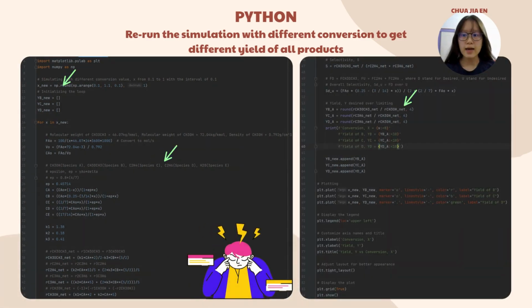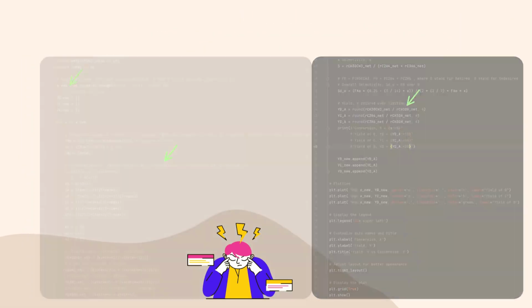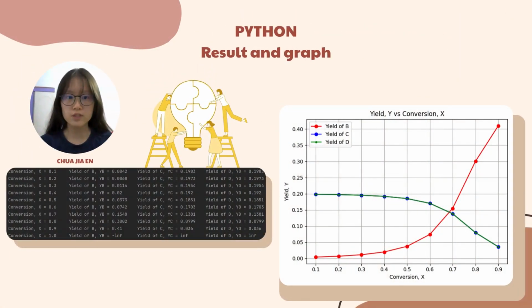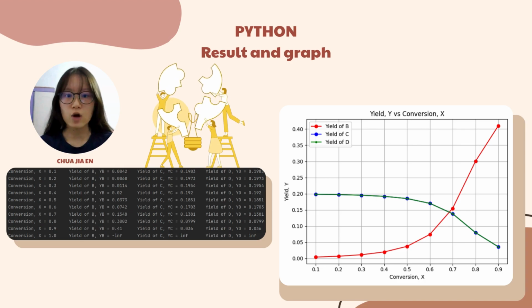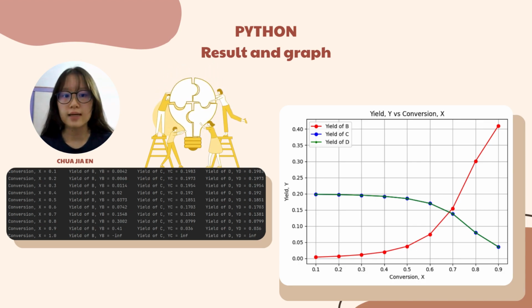This coding is similar to the last coding, but we aim to get different yields for each product by inputting different conversions. There are three products, which are B, C, and D, which have been mentioned in the coding. The results of different inputs of conversion with the yield of each product are shown on the left side. We also obtain a graph of yield versus conversion, shown on the right side. The blue line and green line that represent the yield of C and D respectively are overlapping as their calculated numerical values are the same. This is because they are in the same group, the alkene group, and this has been explained by my teammate in the calculation section.